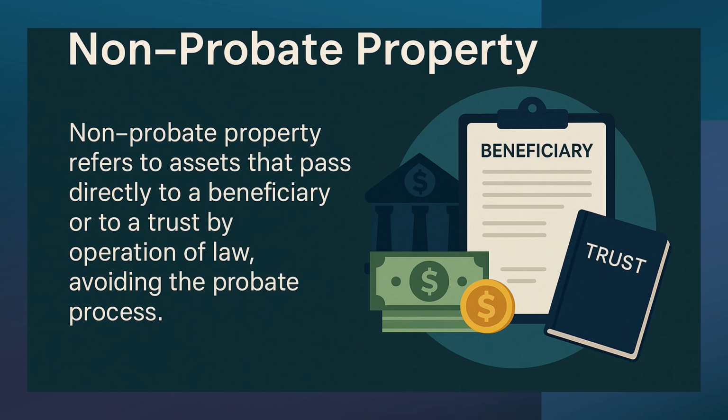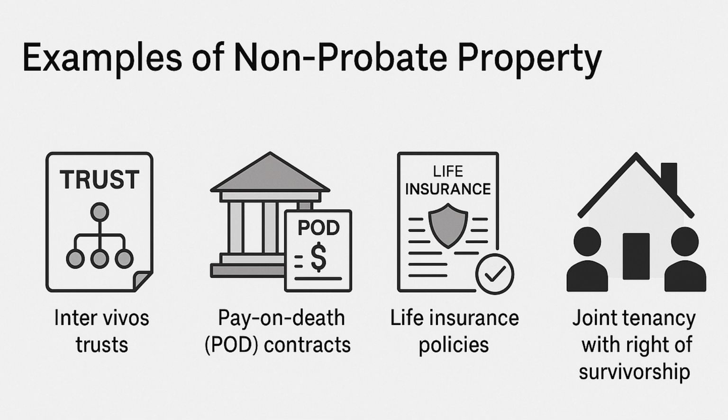In contrast to probate property, non-probate assets pass directly to another person or entity at the moment of death, without needing to go through the court system. This happens by operation of law or through a contractual designation, like a named beneficiary. Non-probate transfers are now incredibly common and are often used to reduce legal costs and avoid probate delays. Here are some of the most common types of non-probate property.